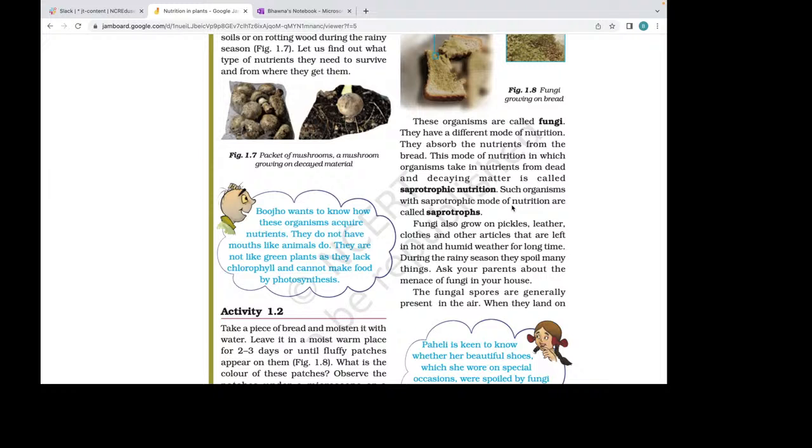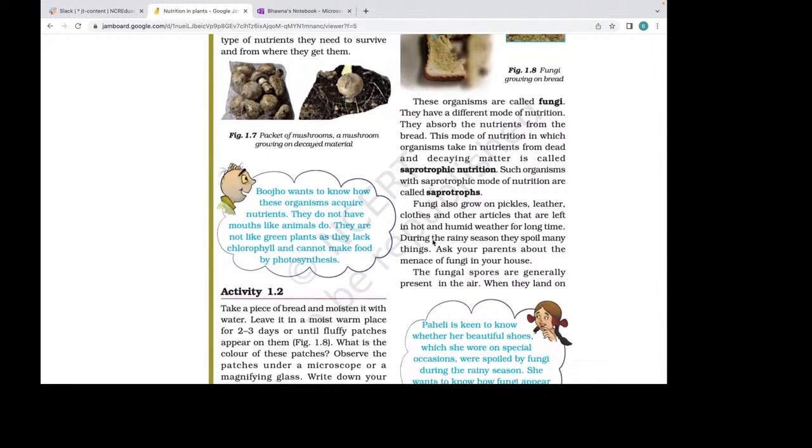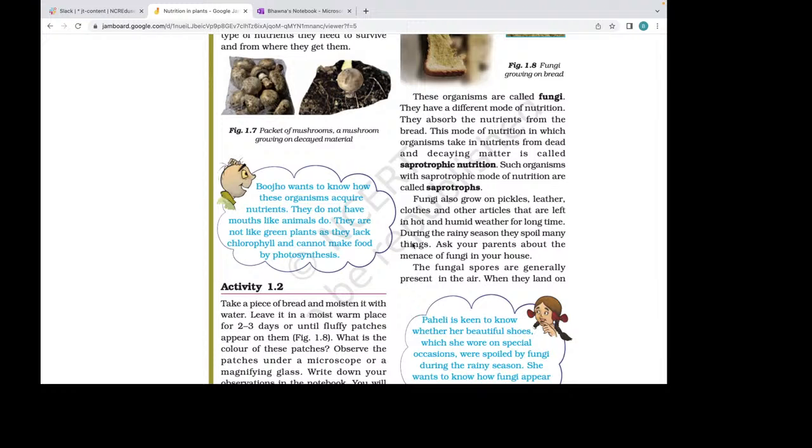Okay, so now fungi also grow on pickle, leather clothes and other articles that are left in hot and humid weather for a long time. So fungi को आपने pickles पे भी देखा होगा, and they even grow on leather clothes. लेदर का कुछ भी, आपका शूज़ वगैरह, और क्लोथ्स, you can also find them on clothes. Okay, whatever is left in hot and humid weather.